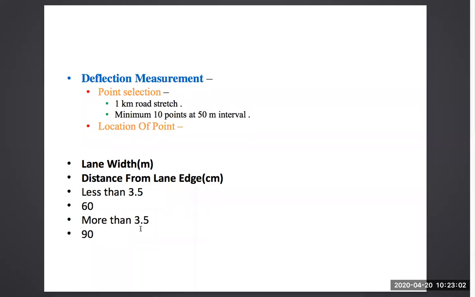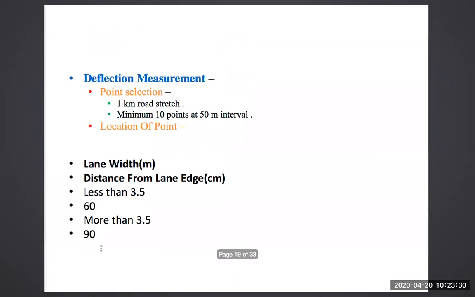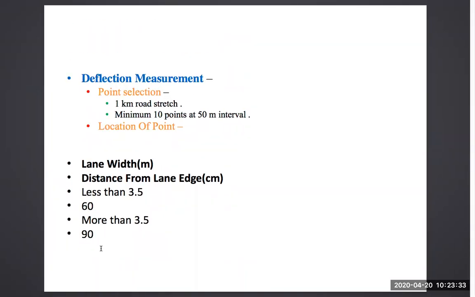If the lane width is more than 3.5, that means more than one lane, two lanes or three lanes, then we go for 90 centimeter. If it is a one lane road, then we go for 60 centimeter. The studies are conducted at 60 centimeter from the edge of the lane. If it is more than one lane, then we go for 90 centimeter from the edge of the road. So those are the locations of the points where deflection is measured.